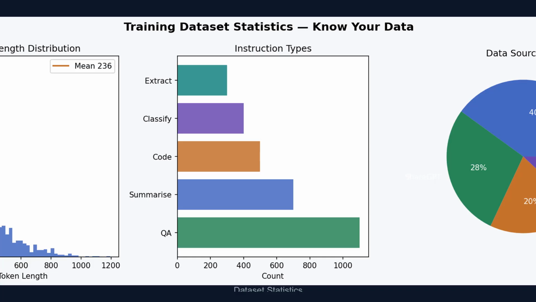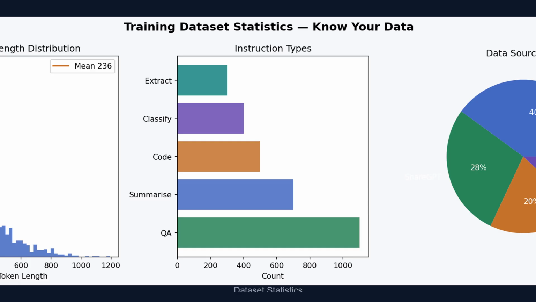These dataset statistics give you a clear picture of what your model will actually be learning from. The token length distribution centered around a mean of 236 tells you your examples are well within the 2048 token limit, and that your batch size calculations are based on realistic numbers. The instruction type breakdown, with extraction and summarization dominating, tells you where your model will be strongest after fine-tuning and where it might generalize less confidently.